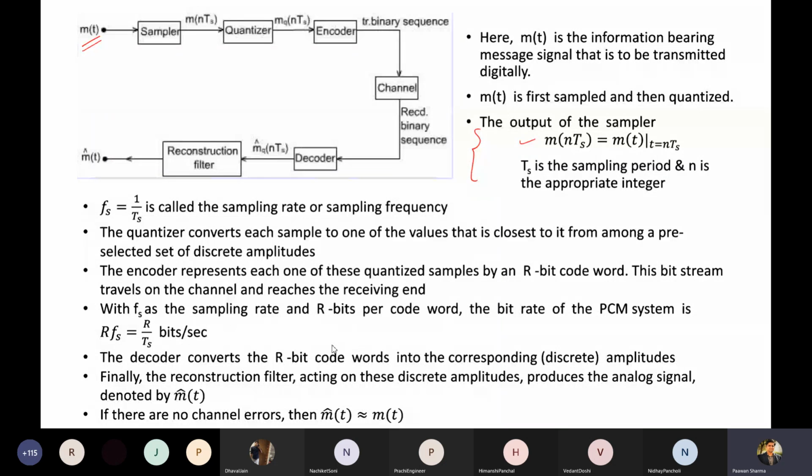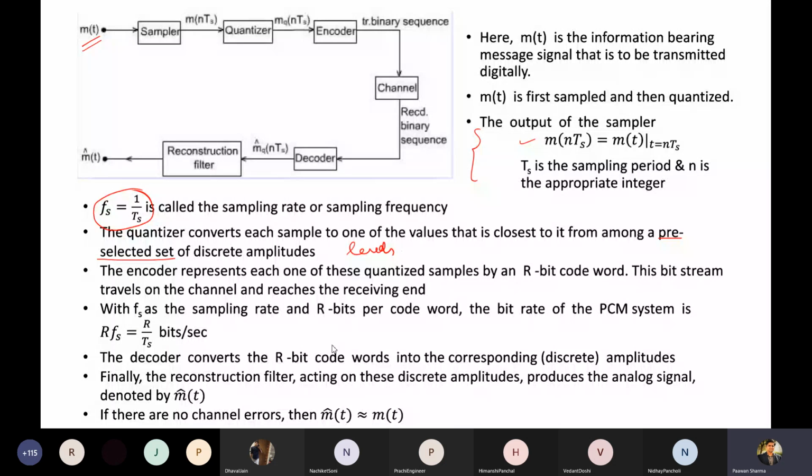The quantizer converts each sample into the value that is closest to it from among a pre-selected set. Pre-selected set means the different levels of which we are talking. The quantizer selects one of those levels and assigns the nearest level. Then the encoder represents it as some R-bit code word.